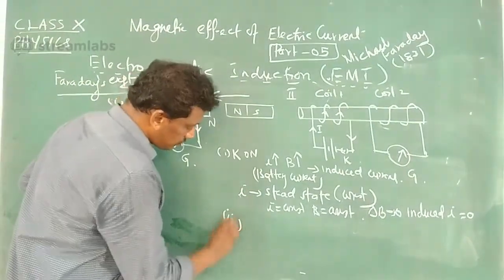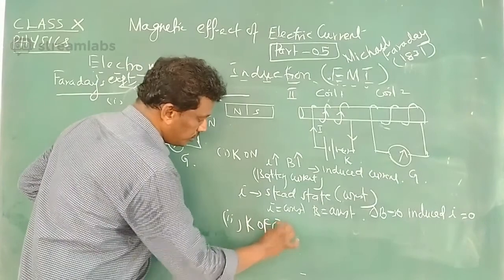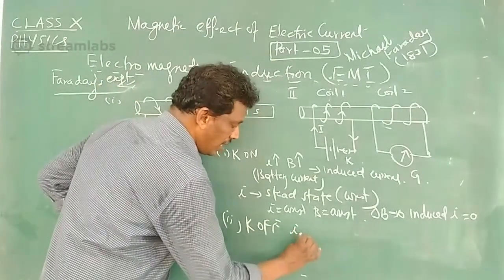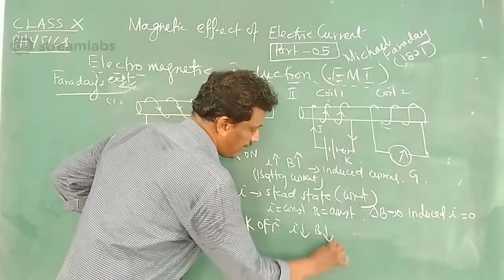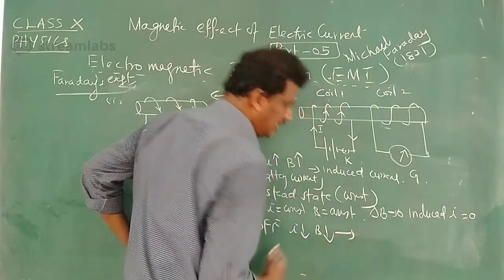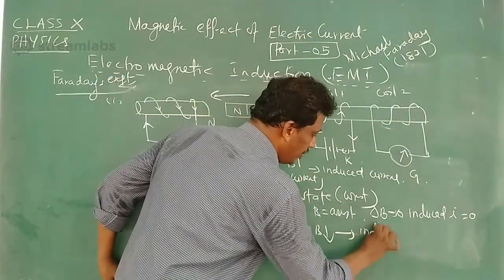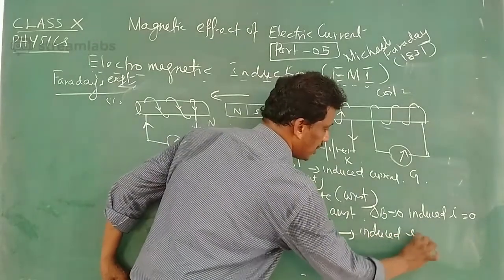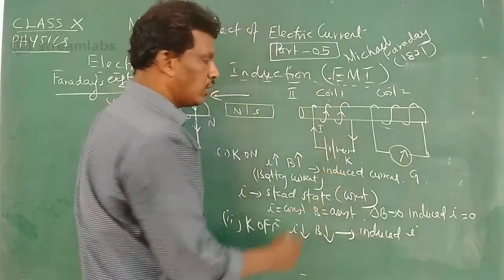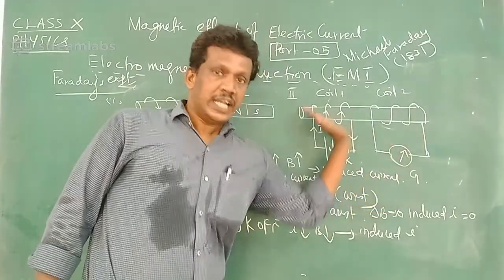Second part. K off, switch off. Then what happened? The current I value decreases, so the magnetic field value decreases. Again, there is a change in magnetic field with coil 2. So you have the induced current. Yes, again the galvanometer will show the deflection, but on the left side.